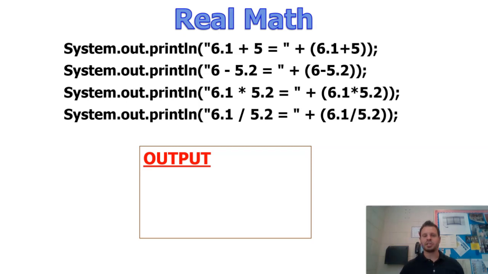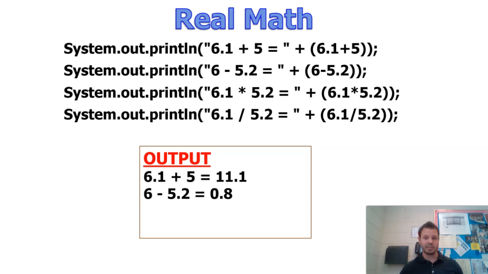Now, for doubles in Java, our operators are going to work the exact same way we're used to them working in math class. So once again, I have 4 lines of code here. And notice I have some doubles and ints mixed together. So the first line, we have the double 6.1 plus the int 5. And when I add those together, I end up with an 11.1 like I'd expect. And notice Java gave me that answer as a double rather than an int. Same thing if I do the int 6 minus the double 5.2. That's going to give me a 0.8.